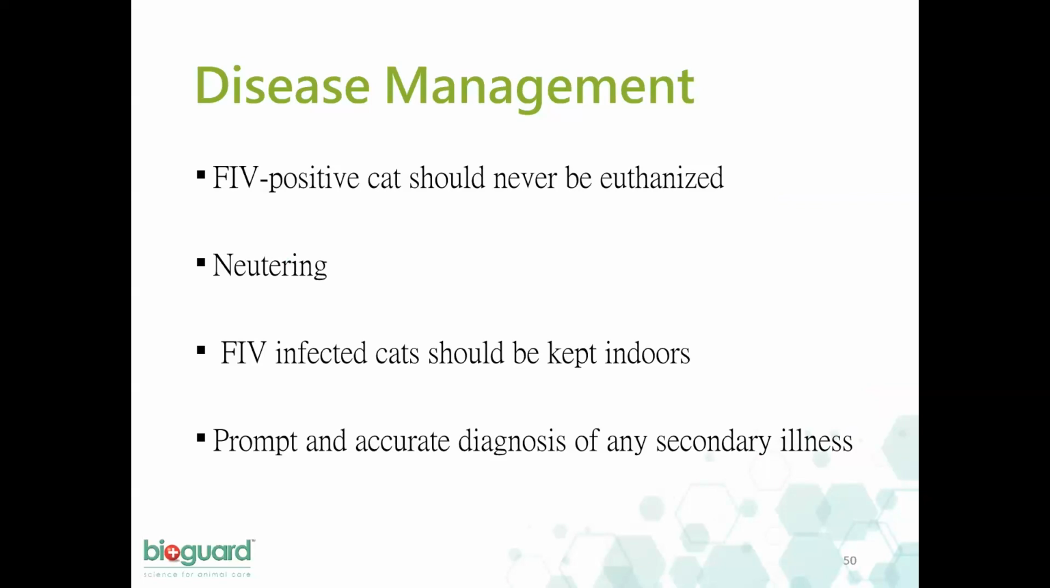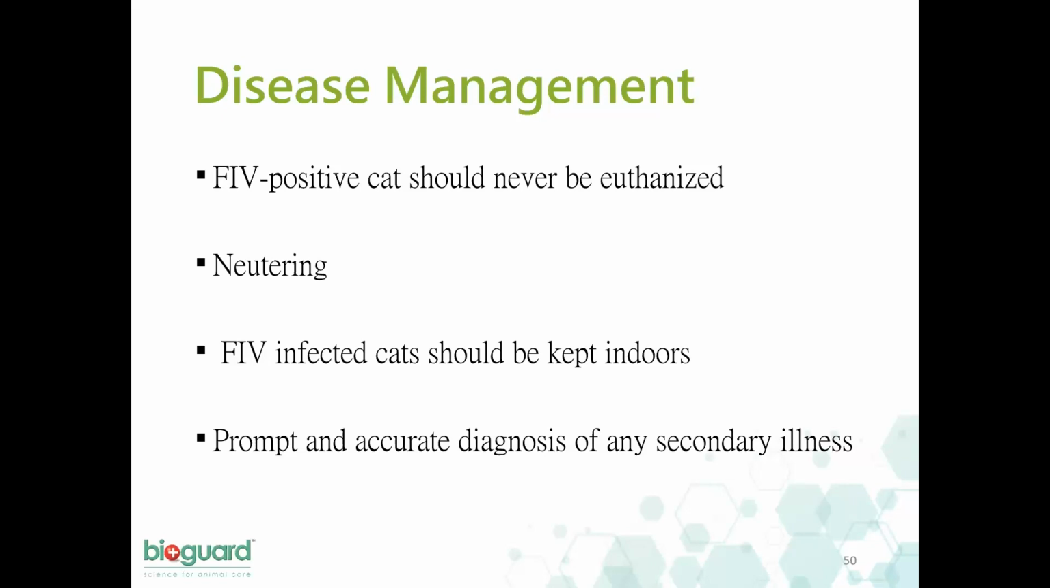FIV-infected cats should be kept indoors and receive regular veterinary health checks every 6 months, including routine biochemistry, hematology, and weight monitoring. Keeping FIV-infected cats indoors helps to prevent the spread of the virus to other cats, and it also minimizes exposure to infectious diseases, which is important because FIV weakens the cat's immune system.